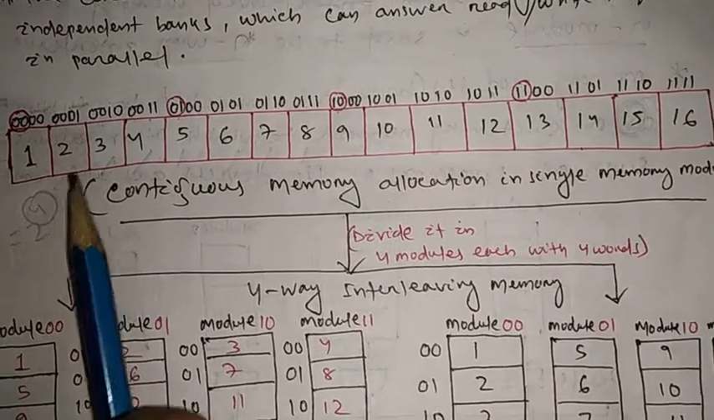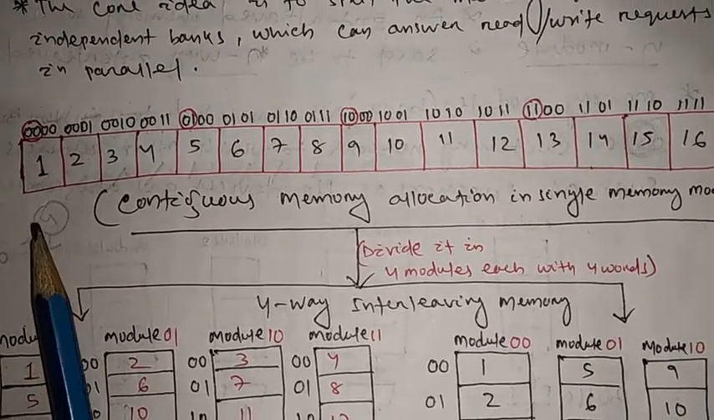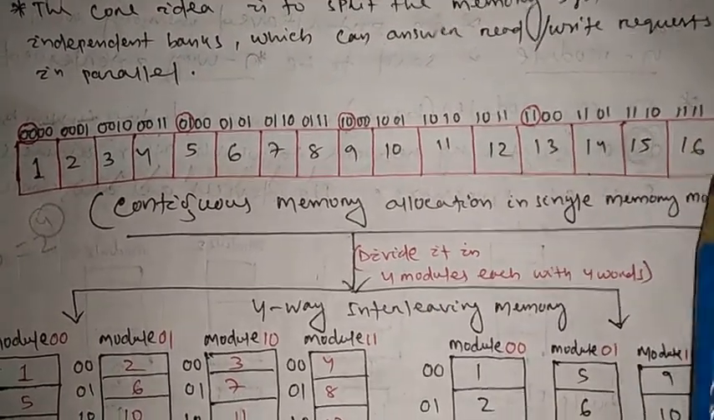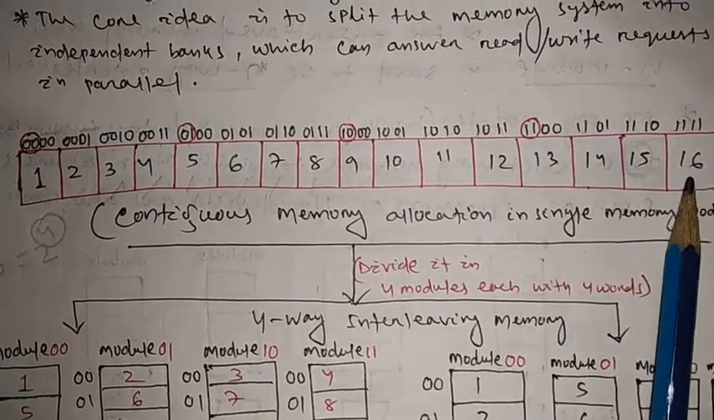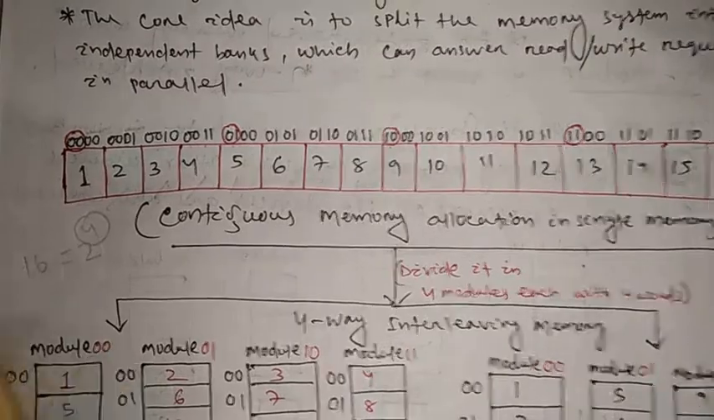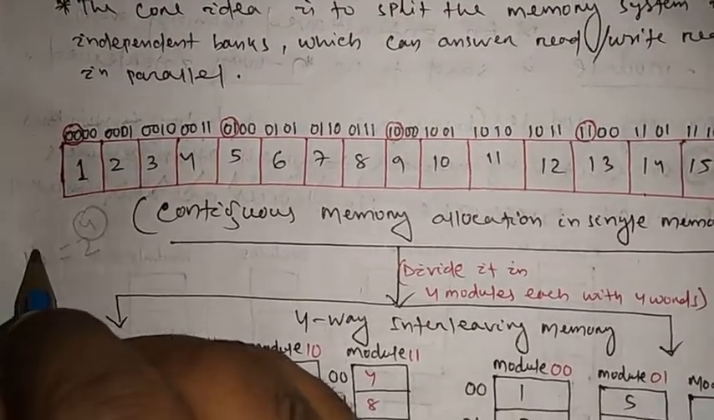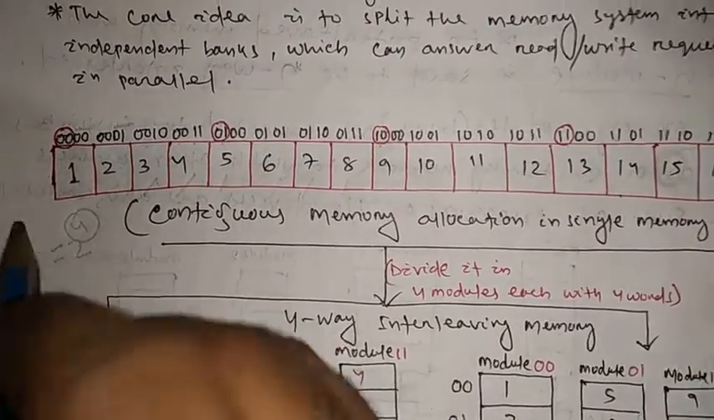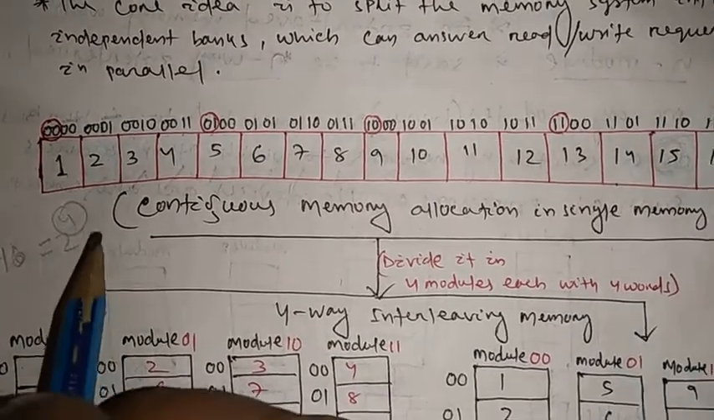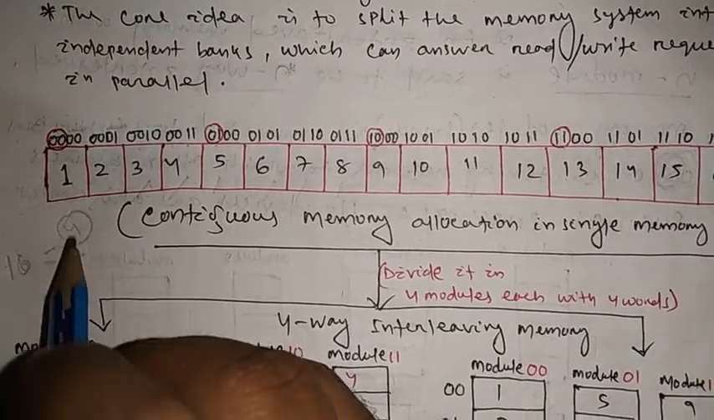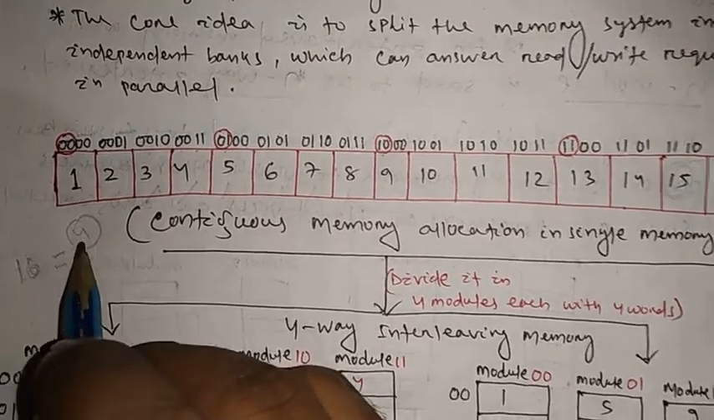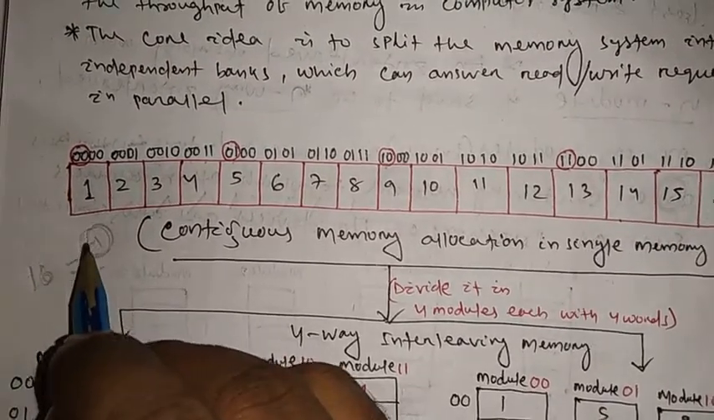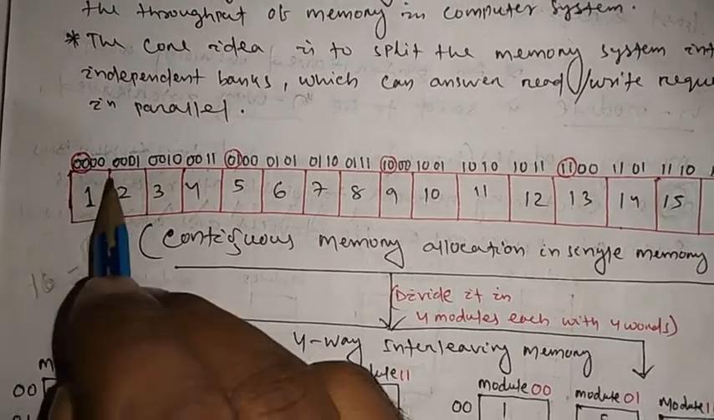Look here. Assume that this is your main memory and it has the capacity to store 16 words. So how many bits does each cell require to represent its address? Total 16 words equals 2 to the 4, which means 4 bits are required to represent a cell.